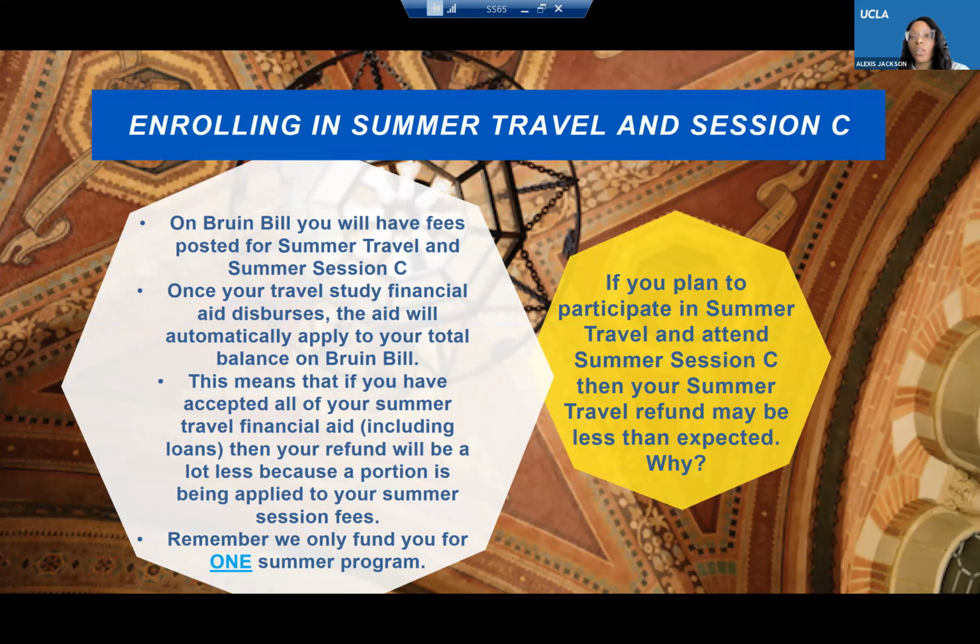All right, so enrolling in summer travel and Session C. On the Bruin bill, you will have fees posted for both summer travel and summer Session C. Once your travel study financial aid disperses, the aid will automatically be applied to your total balance on the Bruin bill. This means that if you've accepted all of your summer travel financial aid, including loans, then your refund will be a lot less because a portion of your refund is being applied to cover those summer Session C courses.